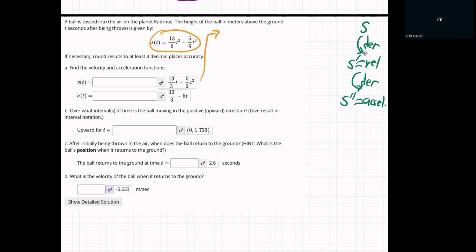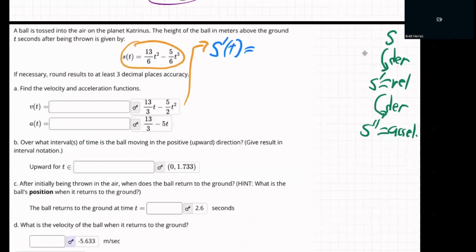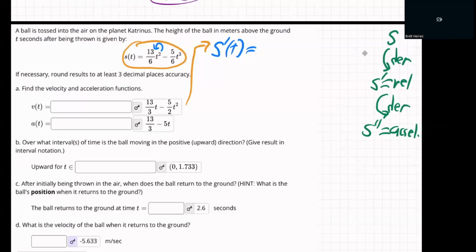Now we're going to say, what is s prime of t? Well, you take this power and multiply it. It's going to go to the top. 2 times 13, 26 over 6, t to the first. You might wonder, why do you multiply the top? Because 2 is 2 over 1, a whole number goes to the top. This 3, same thing, 3 over 1, goes to the top. That'd be minus 15 over 6. Then you subtract 1 from the power, t squared.